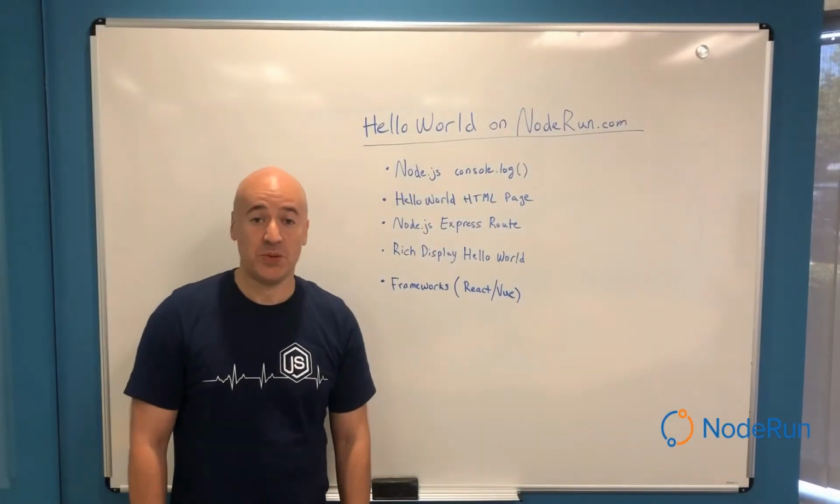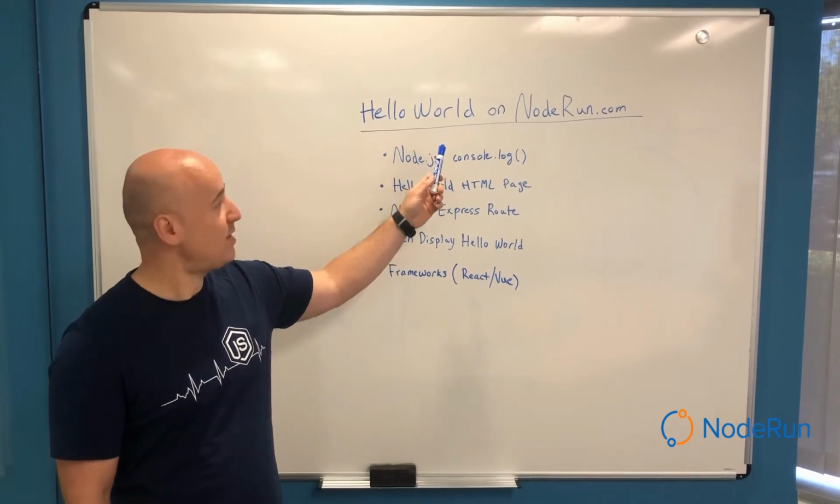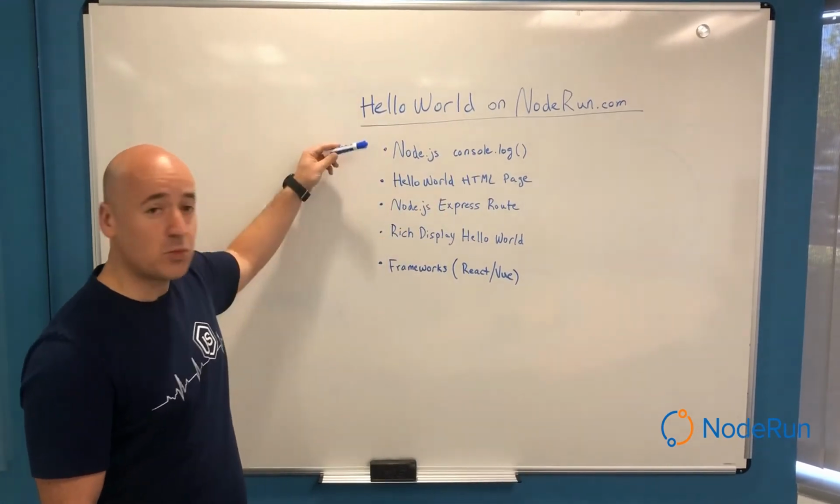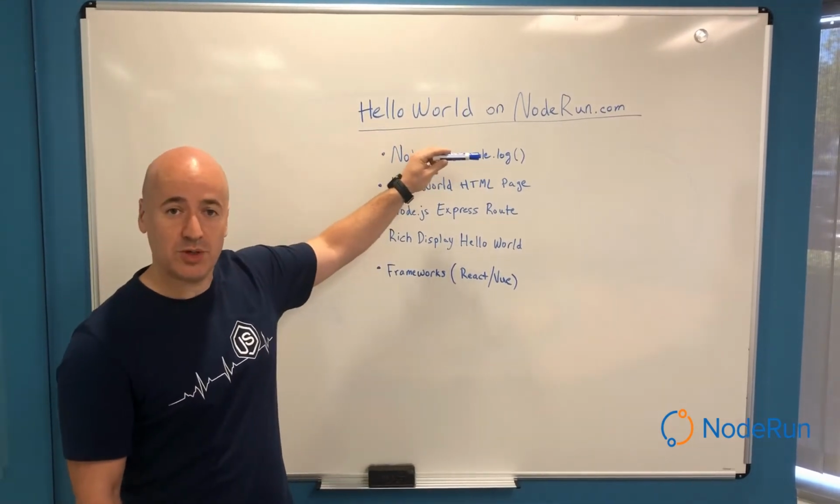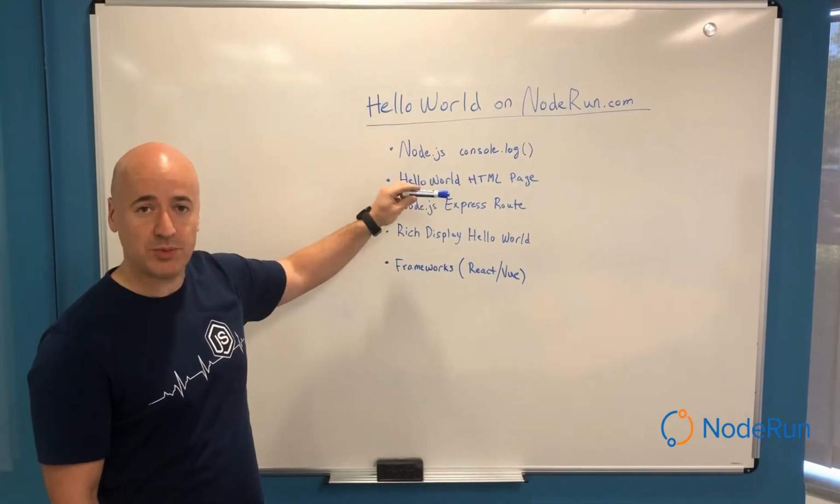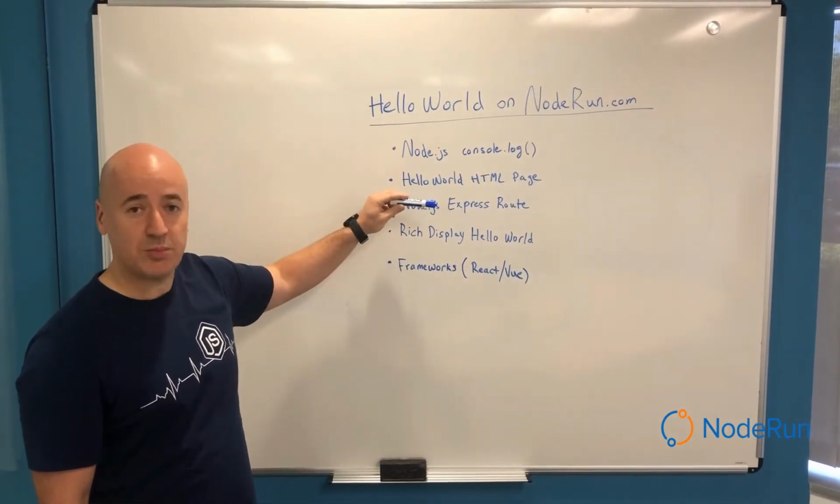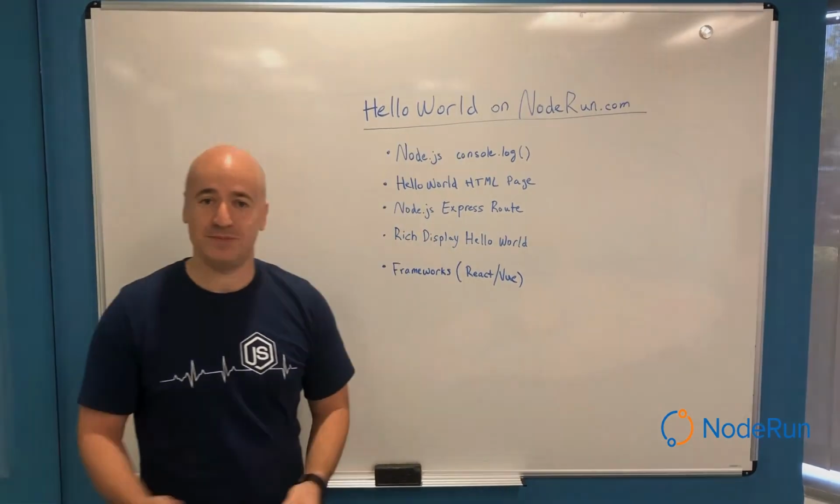Hello everybody, so in this video we're going to cover the different ways to do a Hello World application with Node.js on NodeRun.com. Now there are different ways that you can do this, but we're going to cover a console.log to output Hello World to the console. We're going to cover an Express Route to output Hello World from Node.js to the browser, and we're going to do a rich display Hello World. So let's get to it.